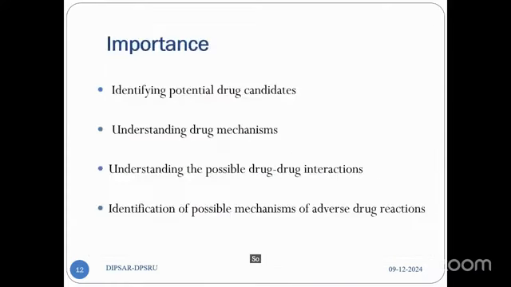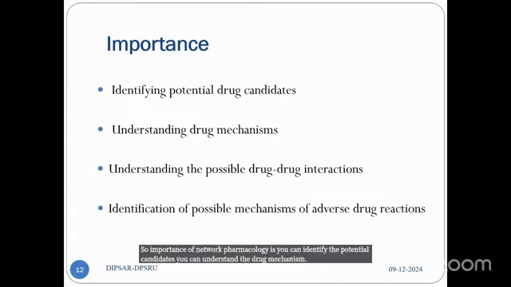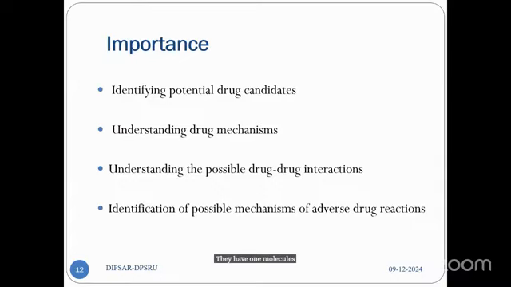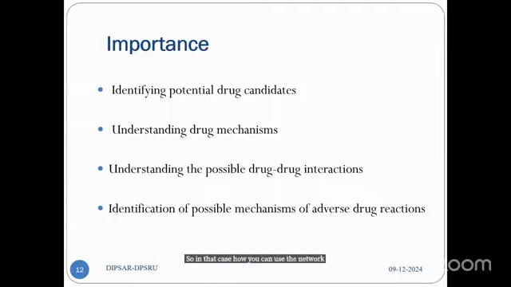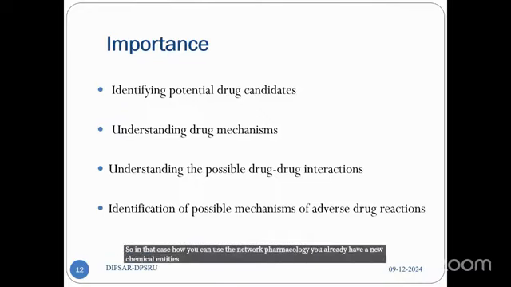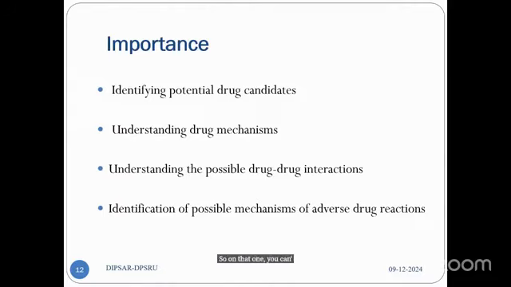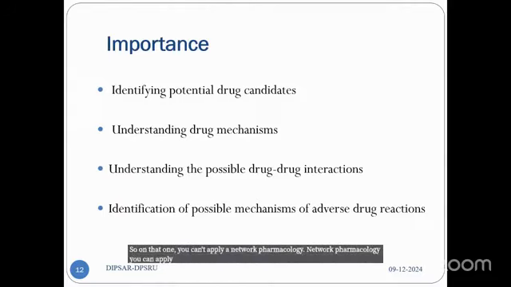So the importance of network pharmacology is you can identify potential drug candidates. You can understand the drug mechanism. Sometimes what happens, some persons come to us and they have one molecule and these two targets. Now they want to do the network pharmacology. So in that case, how can you use network pharmacology? You already have a new chemical entity or drug, and you already know the 2 or 3 targets. So on that, you can't apply network pharmacology. Network pharmacology you can apply where targets are unknown.